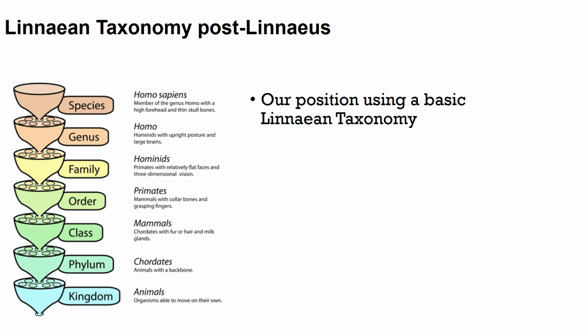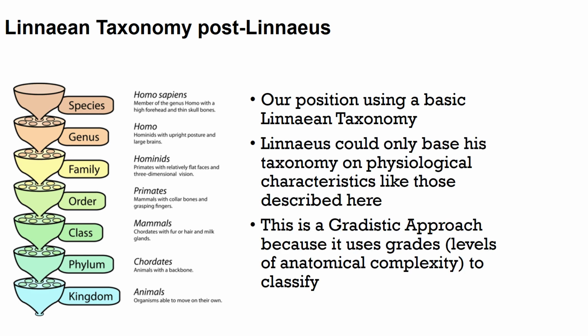And if you look at what I just described, I was describing things based on physiological characteristics. Now, Linnaeus could only base his taxonomy on physiological characteristics, like the ones described here. We call this a gradistic approach because it uses grades or levels of anatomical complexity to classify.